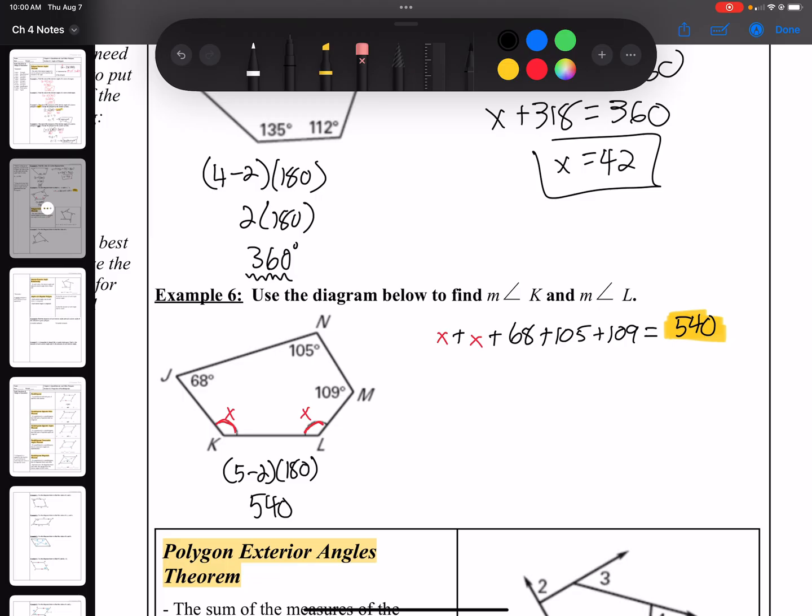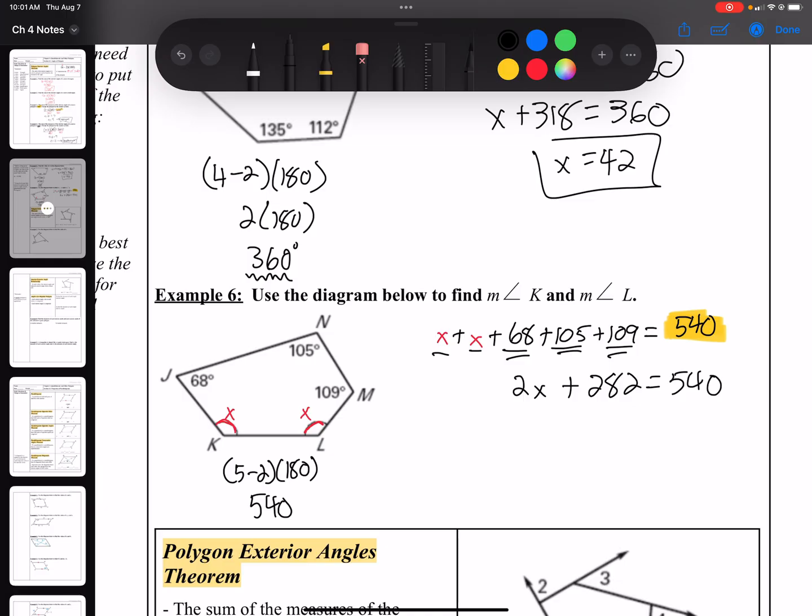So those angles should add up to 540 because that's the interior angle sum of a five-sided figure, which is a pentagon. Okay, so the first thing I need to do now in solving this equation is look on the left and combine my like terms. I've got an x and an x, which is 2x. I've got 68, 105, and 109, which is 282.